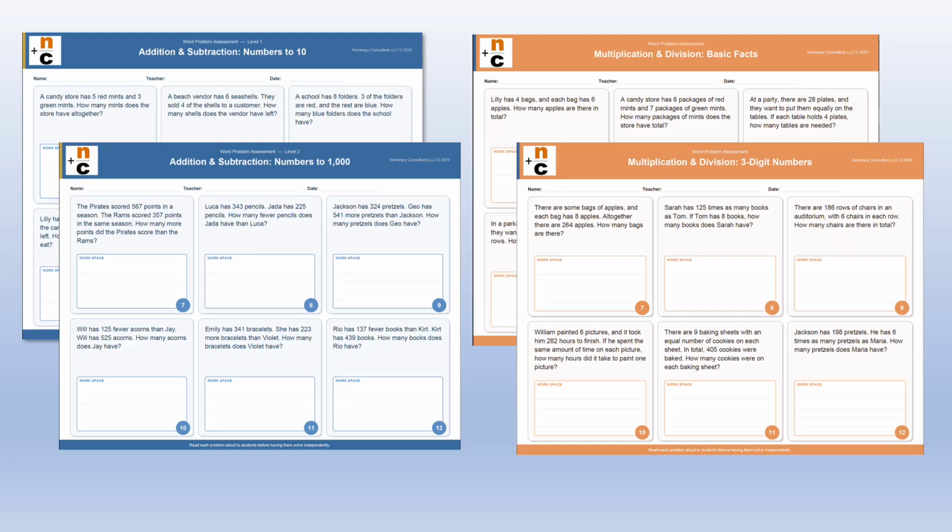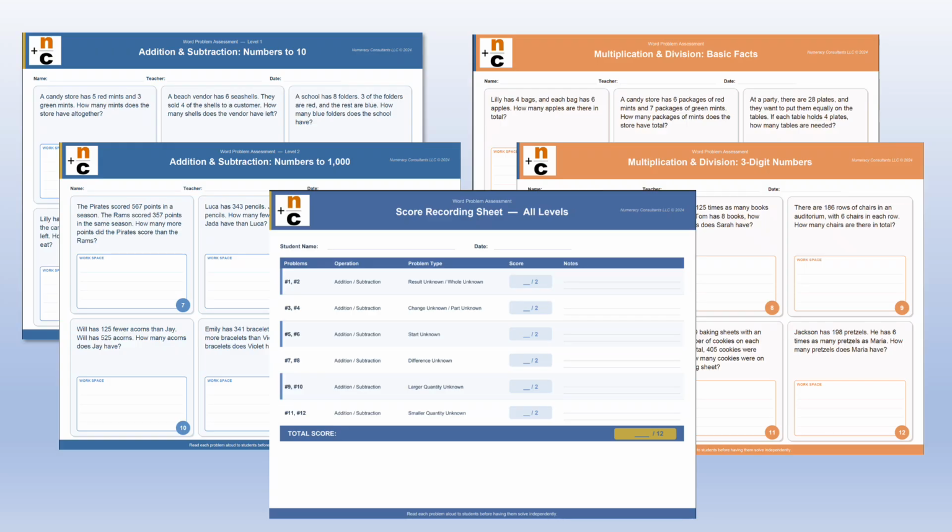These tools help you identify exactly which problem schemas or structures your students are struggling with, so you can target your instruction where it matters most. Each assessment also includes a progress monitoring scoring, so you can document where students start and track their growth over time, making it easy to see what's working and share that progress with others.